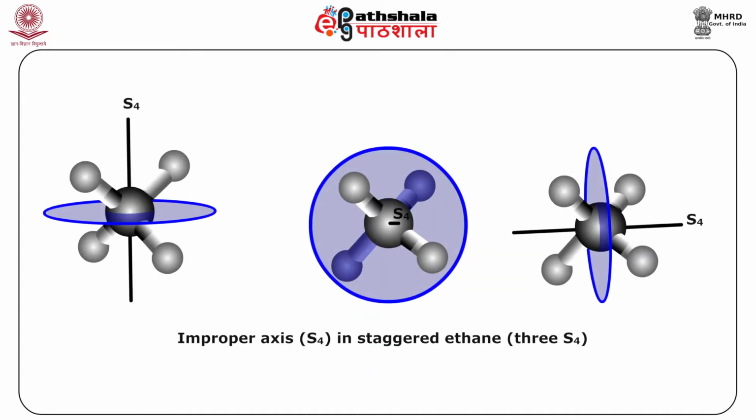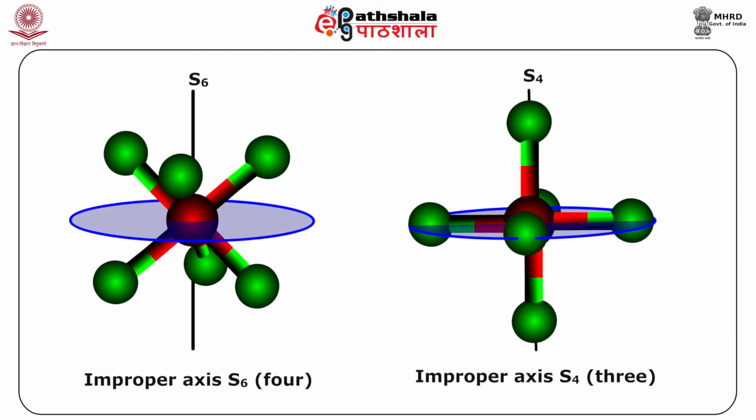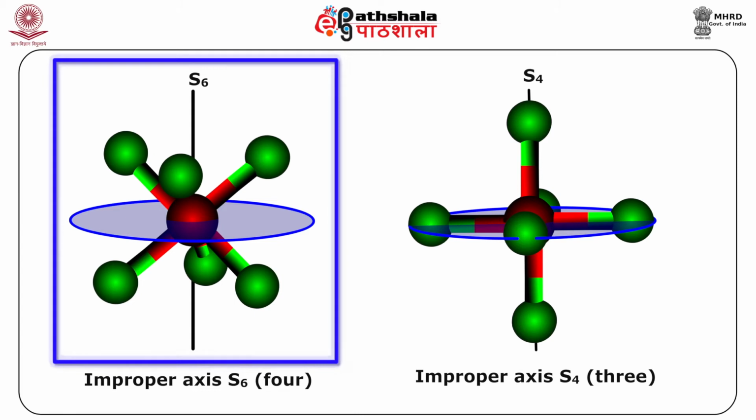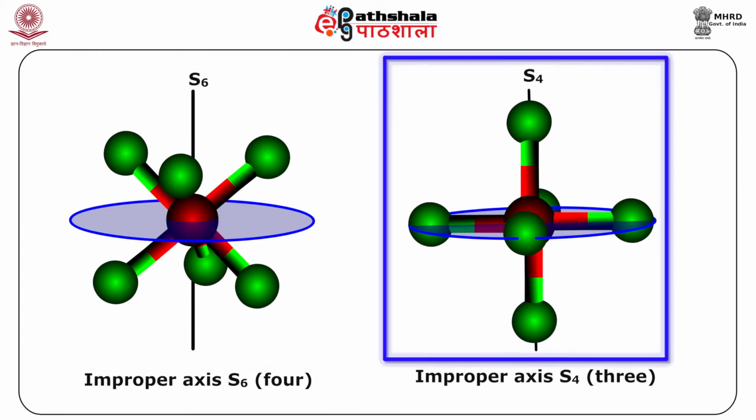Again, see here the improper axis, that is the S4 in staggered ethane, and 3 S4 axes are there, and an improper axis S6 and S4 also occur in the same molecule.